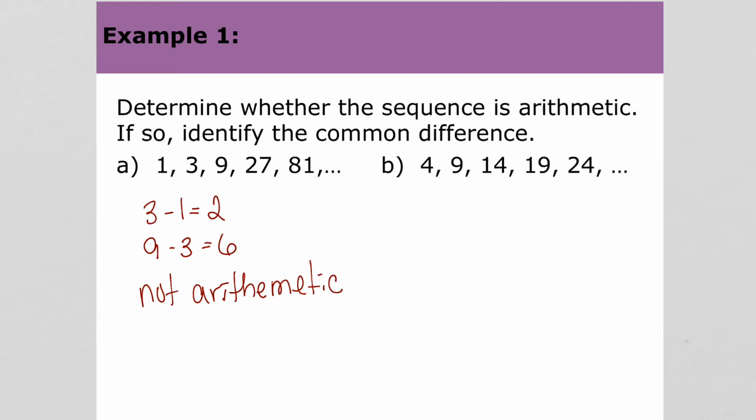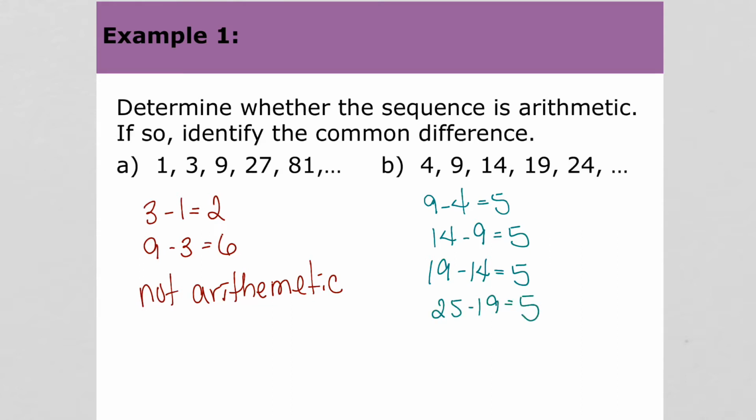Looking at part B, we'll do 9 minus 4. And then the third term minus the second. And let's keep trying just to make sure nothing changes here. So fourth minus third. And fifth minus fourth. They all give us 5. So yes, this is an arithmetic sequence, and the common difference is 5.